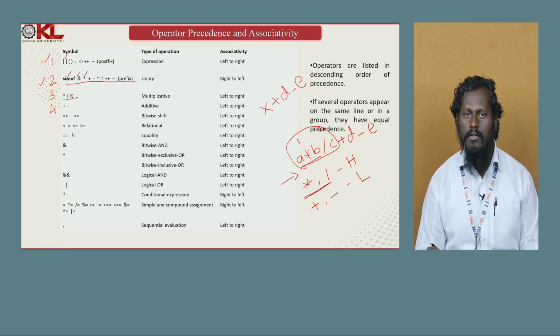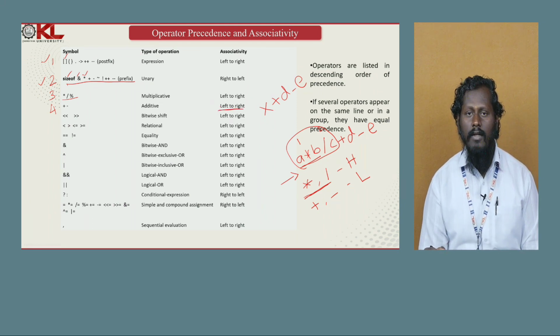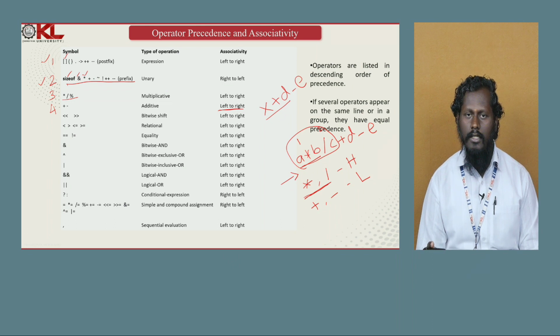So we have to see the associativity. Plus and minus associativity is left to right. Again you have to traverse from left to right here. So first you evaluate X plus D, and that answer will be subtracted from E. So this is the way we calculate precedence as well as associativity. Correct? In every expression, first you have to see the precedence. If you have the same precedence in the expression, we have to look into the associativity, either left to right or right to left. The higher precedence is completed first, and the lower precedence is evaluated later.